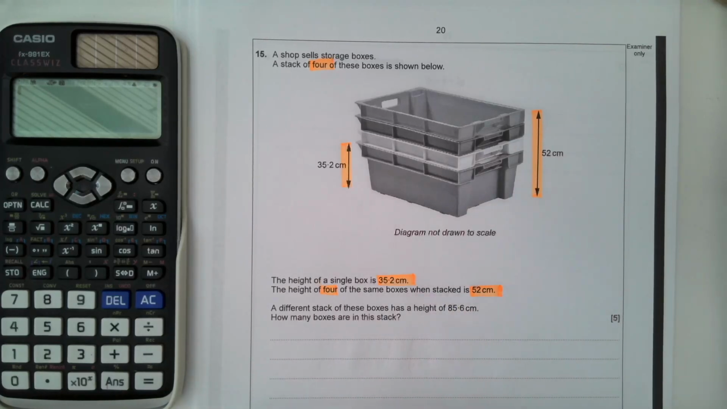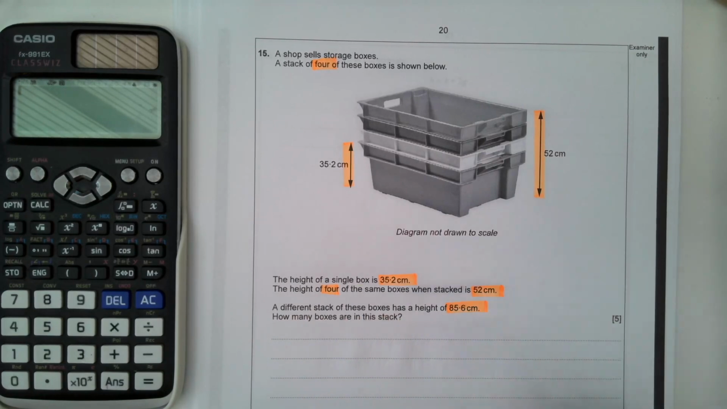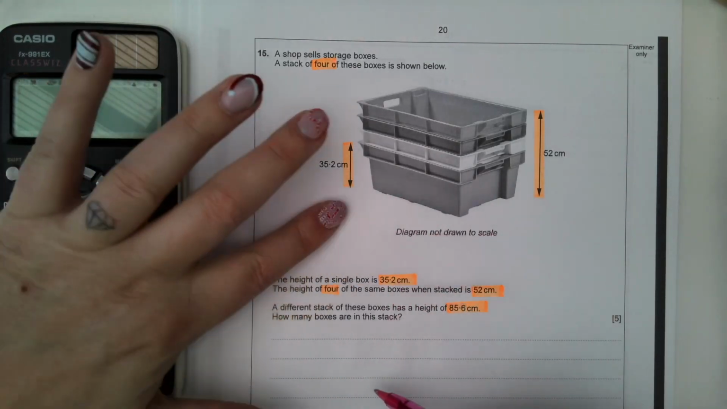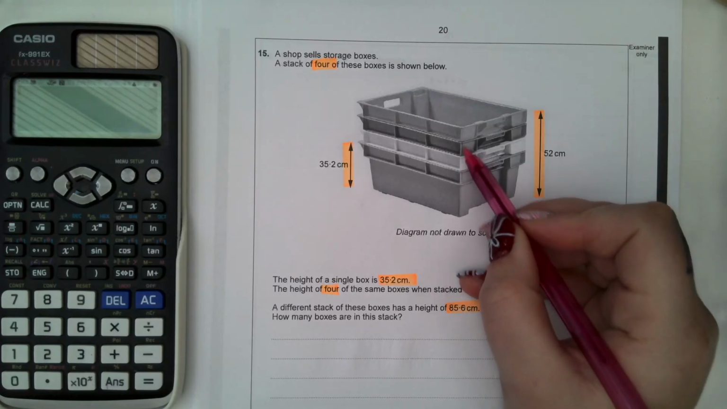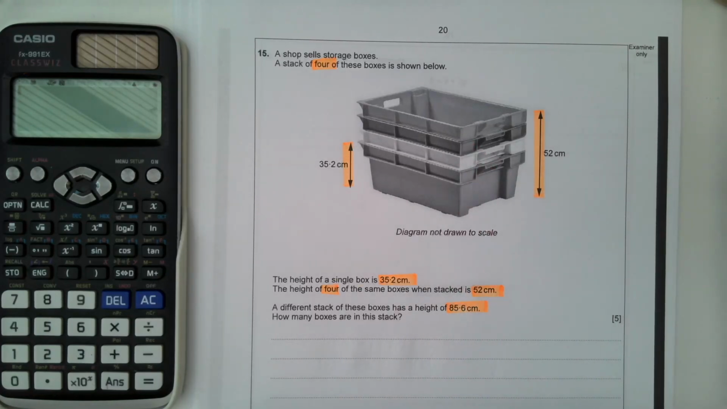A different stack of these boxes has a height of 85.6 centimetres. How many boxes are in this stack? So the important thing to notice here is that the boxes stack inside each other. So it's not simply a case of having one box on top of another. It's this lip here, look, that's on the top. So we need to figure out what the size of that lip is, okay?